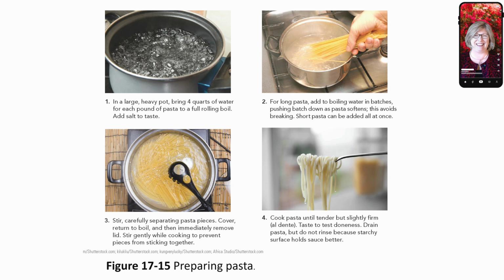Then you want to stir to separate the pasta pieces, cover, return to a boil, and then immediately remove the lid. You want to stir gently while cooking to prevent pieces from sticking together. And then in figure 4, you see the cooked pasta. You want to cook it until tender but slightly firm, which we call al dente. Taste to test doneness. Drain the pasta, but do not rinse because the starchy surface holds sauce better.